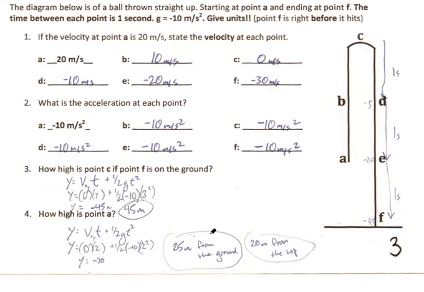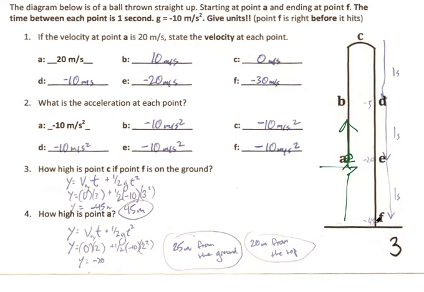Alright, so let's take a look at this next part here. This problem is talking about the diagram that's on the side here. The diagram is of a ball thrown straight up, starting at point A, so this must be like maybe somebody standing on a platform or a cliff or something like that and throwing the ball up.